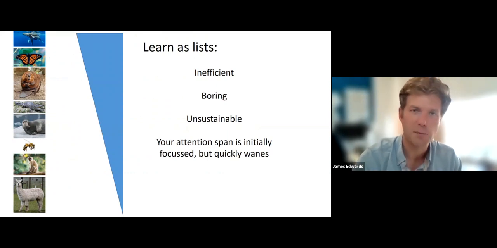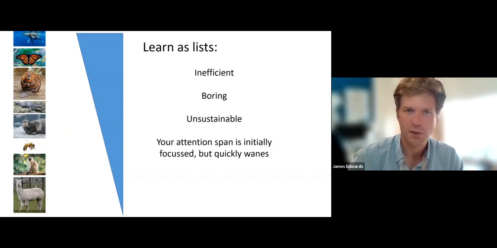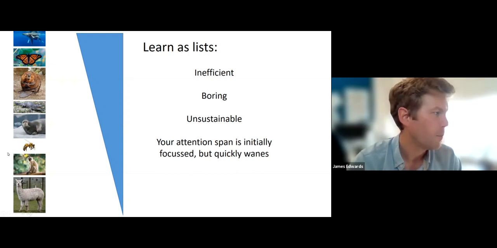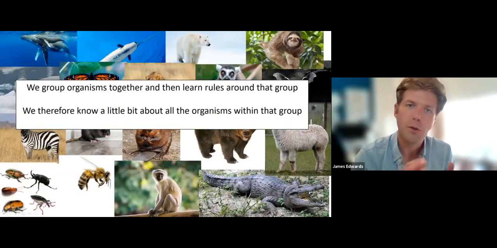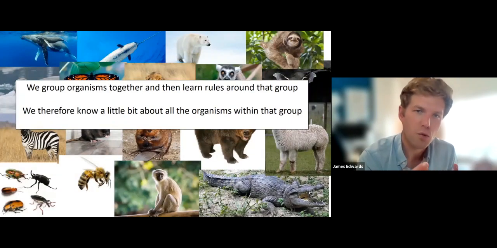Your attention span starts off really good and you've got great intentions, but very quickly fades and things just drift off. And what you're learning about things at the bottom of your list is no longer useful compared to those at the top. So what we do with heuristics is we start to group things together.